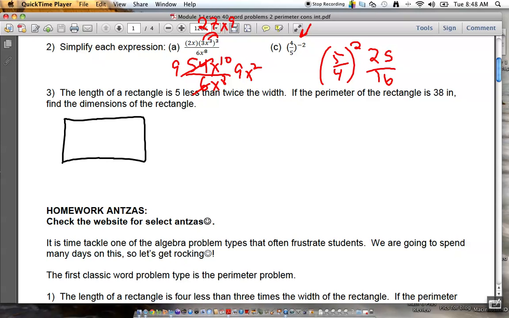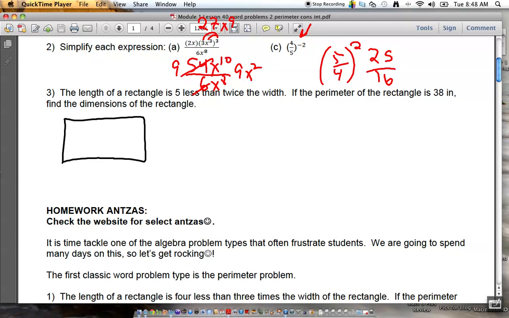Now, the first step was, we're setting the problem up. We always set it up first. If it says shape, we draw a shape. We'll do a different kind of setup in a few minutes. Then we're going to read the problem through once just to get a general overview of the problem. Length of the rectangle is 5 less than twice the width. Perimeter is 38. Find the dimensions. Then we're going to go into our strategy.